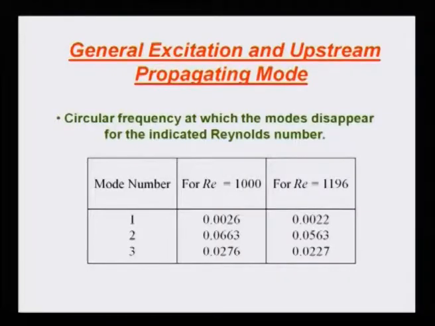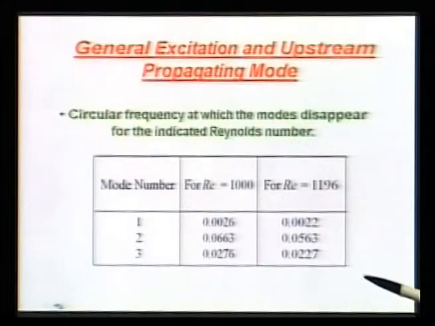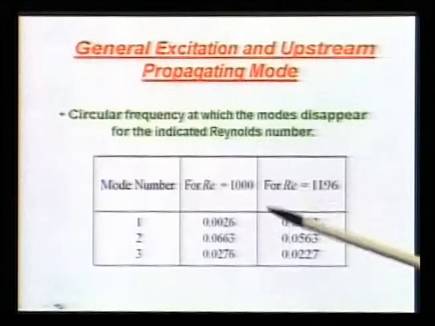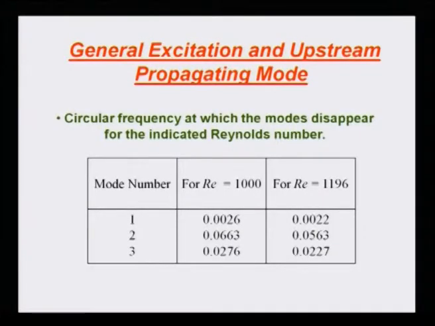Well, you have seen that in most of our earlier results, we have focused our attention on a Reynolds number of 1000 and a non-dimensional circular frequency of 0.1. What we saw was that for that combination we have 3 eigenvalues, and those 3 eigenvalues are of the following nature. One of them is unstable, 2 of them are stable.